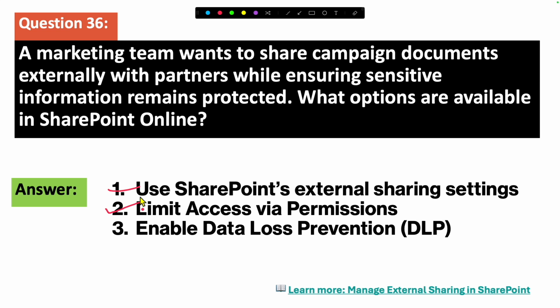Second is you can limit access via permission. So kind of I showed you, when you try to share it, you can set the permission like view only or edit rights. So that defines what sort of control the recipient has when they receive that link or attachment. The third is you can enable data loss prevention. So these policies prevent any sort of unauthorized downloads or sharing of any confidential data. That is another setting you can do at an organizational level.